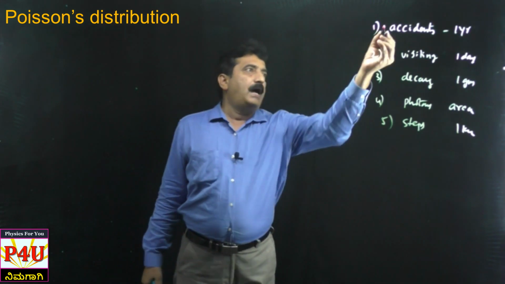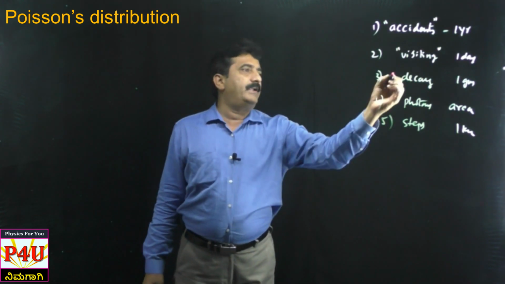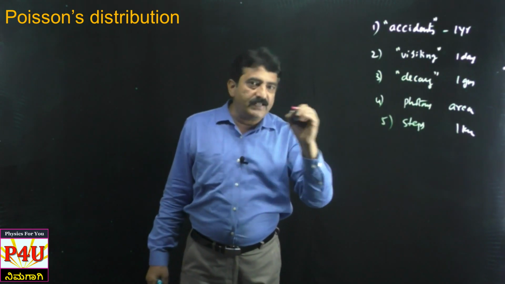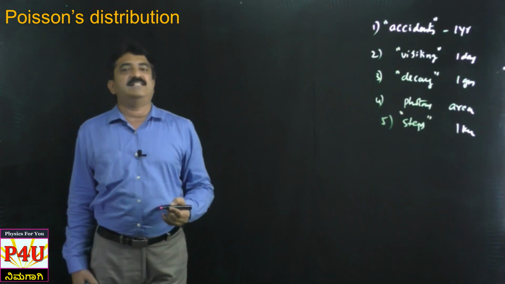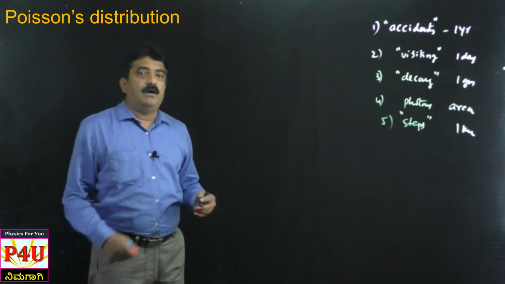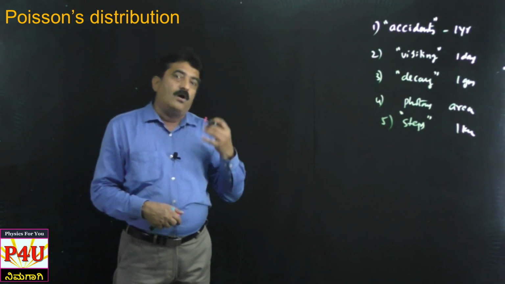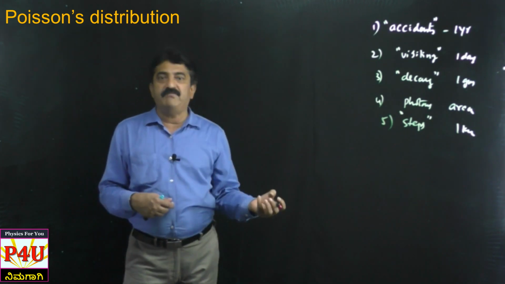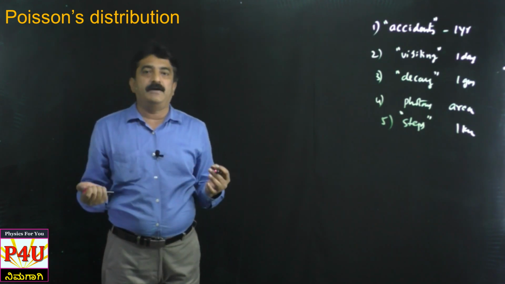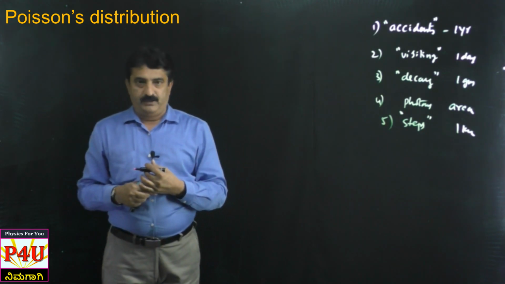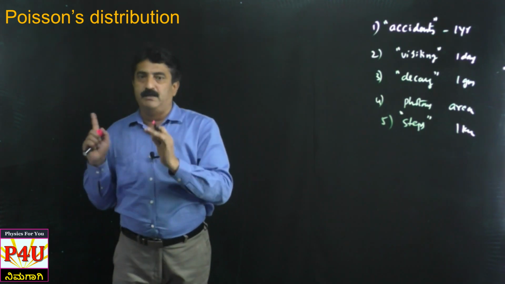See, in all these things I am counting some event. Accident is an event, visiting a mall is an event, decay is an event, hitting the surface is an event, putting steps is an event, number of deaths caused by some pandemic disease is an event, or number of electrons occupying a certain energy level is an event. All these counts, all these events, excluding that electron distribution, are random and occurring independently. Electron, it is not random, it is governed by certain principles.